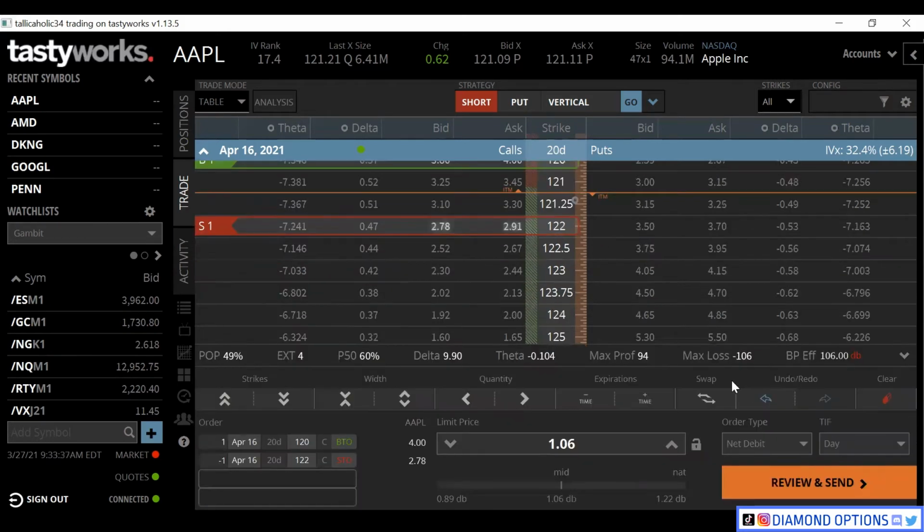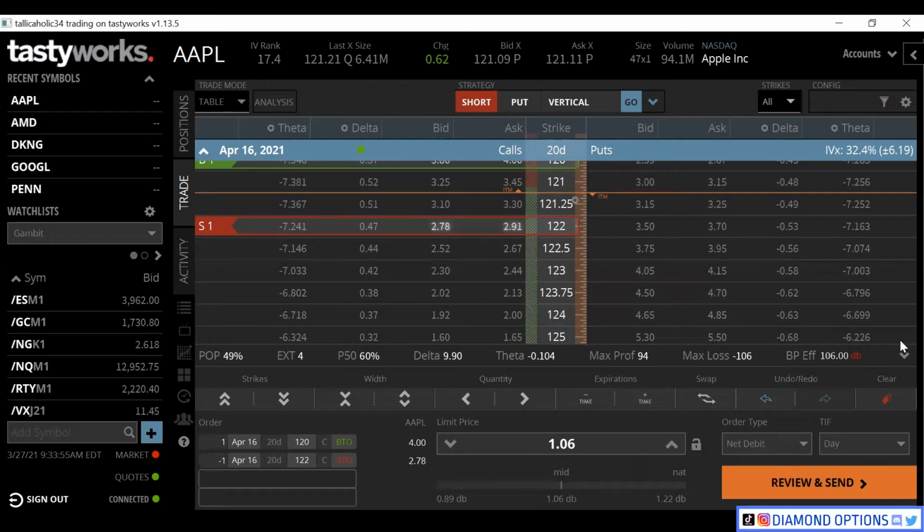And we are actually purchasing this for 106. So 200 minus 106 gives us 94. The most we can make on this would be $94. And that is if the stock expires above 122, we are going to make that full $94 profit.